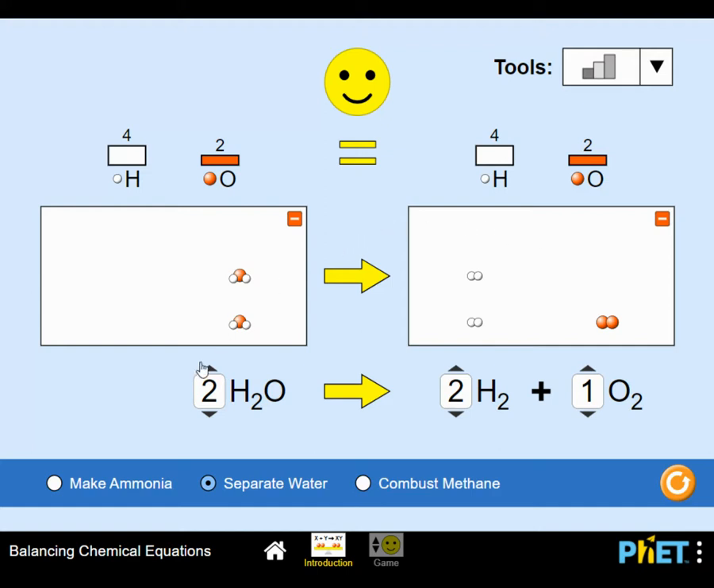All right, give me a thumbs up if that makes sense. The pictures helped. And a thumbs down if you're still lost. Okay. All right, so what you're going to do next, I'm going to let you go ahead to the game.